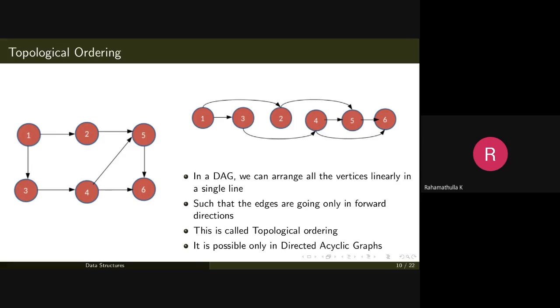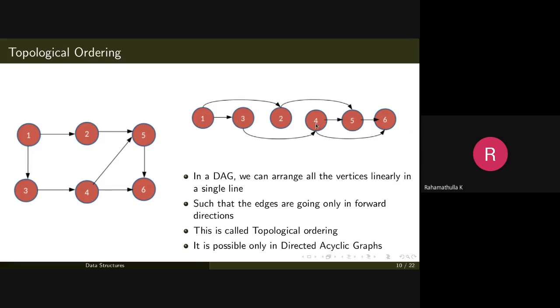Topological ordering in a directed acyclic graph. This is a property that is possible only in the case of directed acyclic graphs. In a DAG, we can arrange the vertices linearly in a single line. For example, consider this directed acyclic graph. You can see that this can be arranged linearly in a single line such that there are no edges going backwards. All the edges will be going forward. 1 to 3 there is an edge, 1 to 2 there is an edge, then 3 to 4.